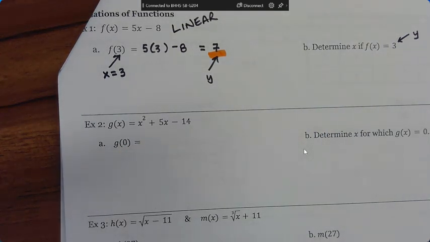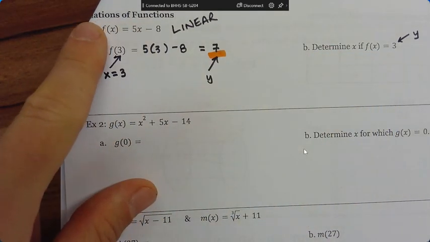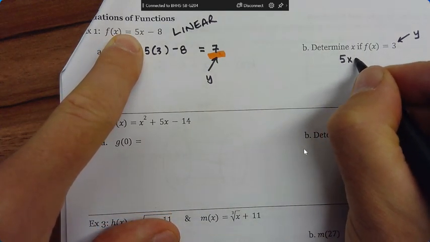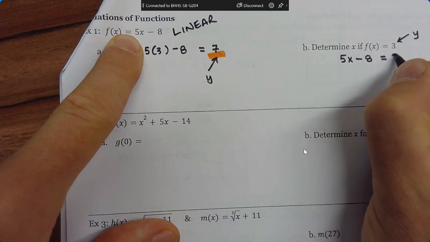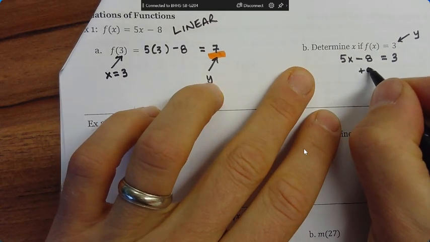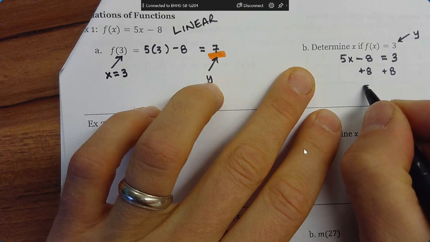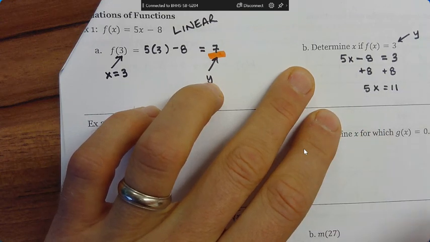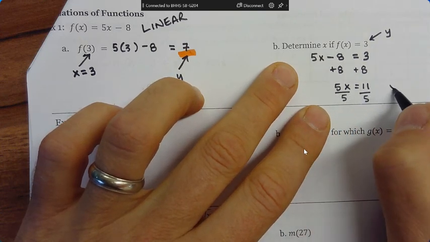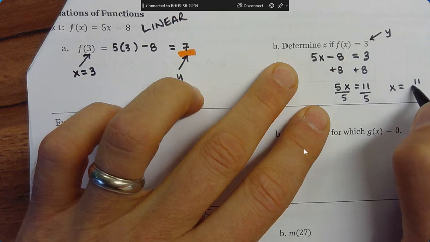Now, sadly, this one's a little more work. Because what you need to do is say, I know what f of x is. I know f of x is 5x minus 8. So this says that 5x minus 8 is equal to 3. And now you're trying to find x, so all you need to do is solve that equation. So in the case of this one, we'd say add an 8 on. 5 times the x value is 11. Divide by 5s. X is going to be 11 over 5.